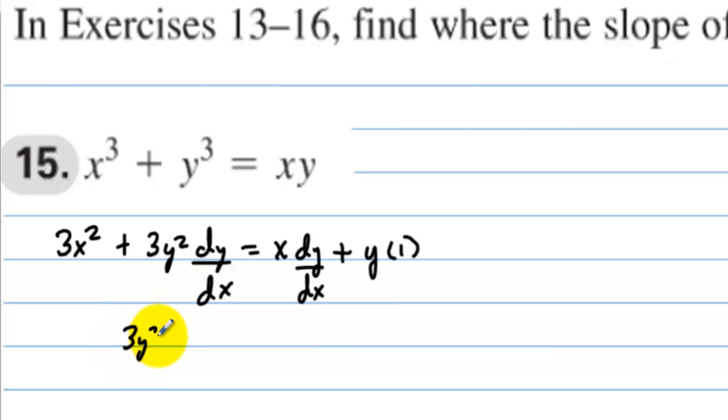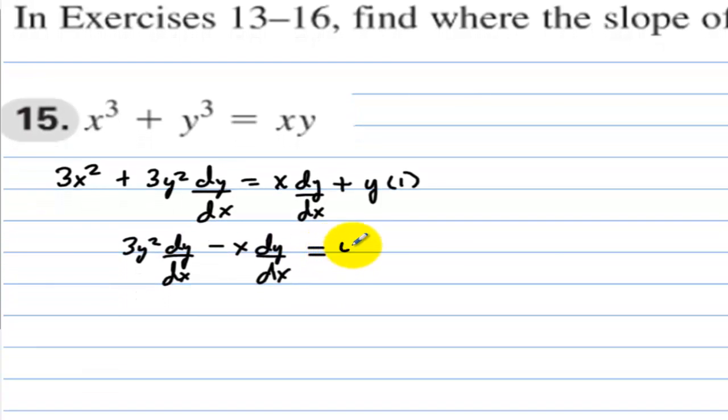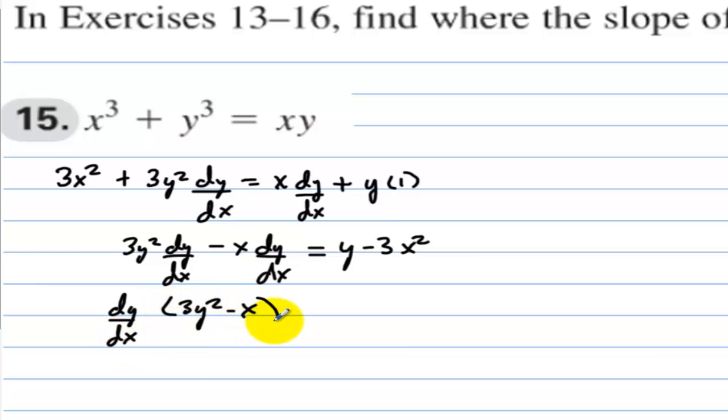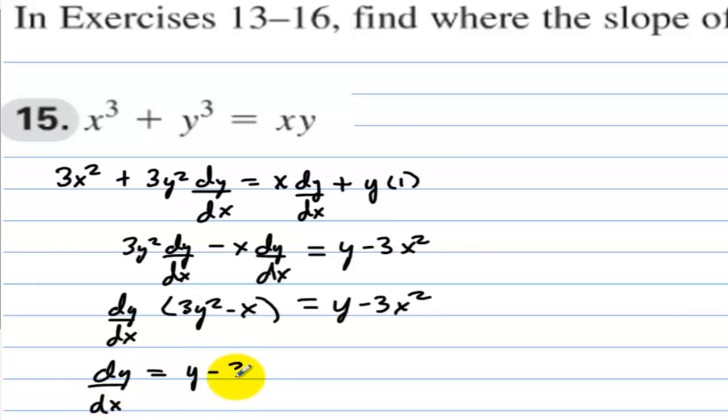We have 3y squared dy/dx minus x dy/dx is equal to y minus 3x squared. Let's factor out the dy/dx. We get 3y squared minus x, and that's equal to y minus 3x squared. And now we will divide. So we have dy/dx is equal to y minus 3x squared over 3y squared minus x.